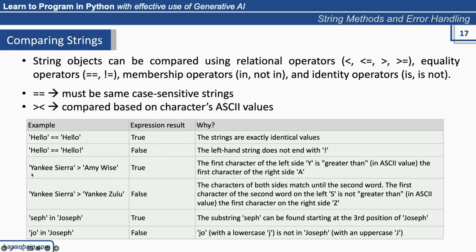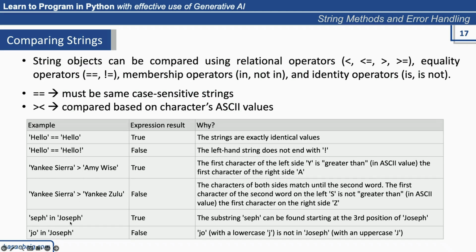And look at this string, Yankee Sierra is greater than Amy Weiss. So it is returning true. Why? Because uppercase Y would have a higher ASCII value than uppercase A, because uppercase A is 65, Y would be somewhere around 90. So it is greater than this one, that's why it is returning true. In this one, up until the space after Yankee, everything is same. So it will compare uppercase S with uppercase Z. Z comes later, so it would have a higher ASCII value. That is why it is returning false.